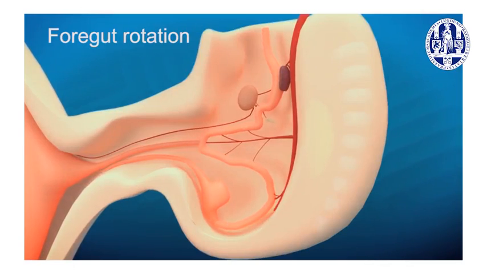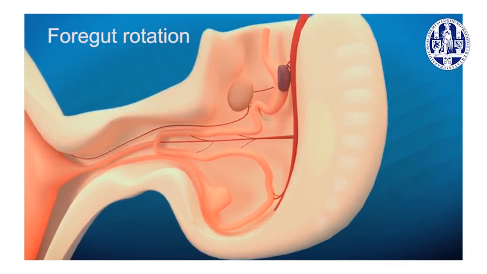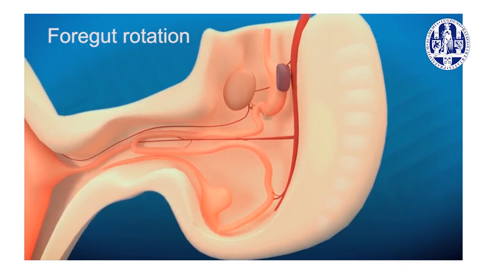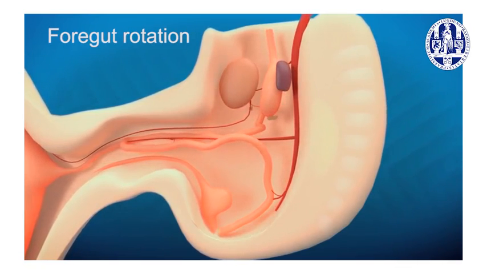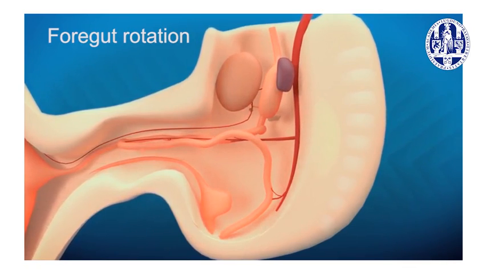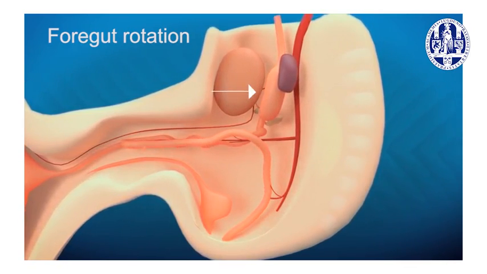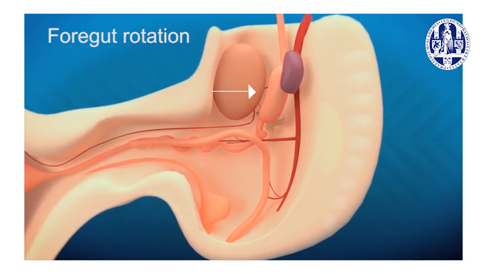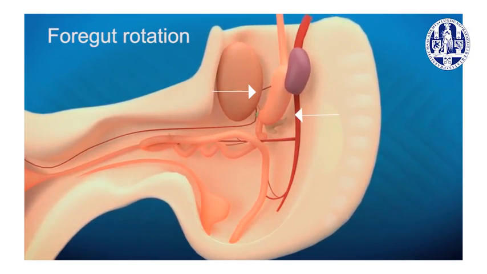During the 7th and 8th weeks of development, the foregut rotates 90 degrees clockwise. As the larger part of the foregut runs in cranial-caudal direction, the former left side will end in a ventral position and the former right side in a dorsal position.